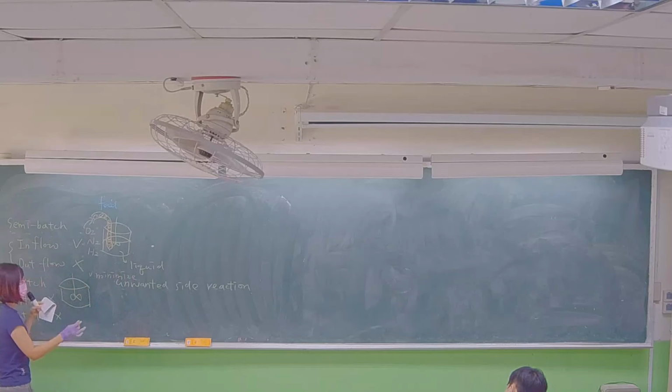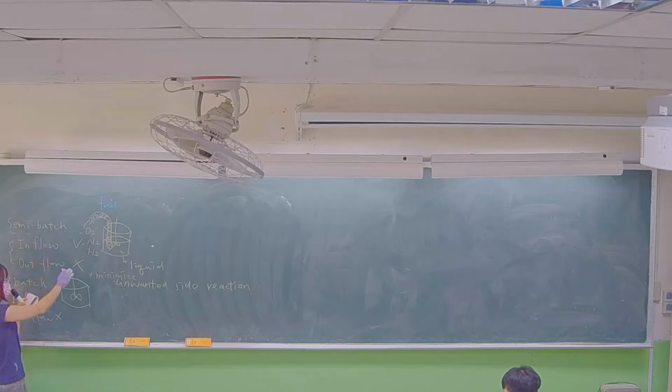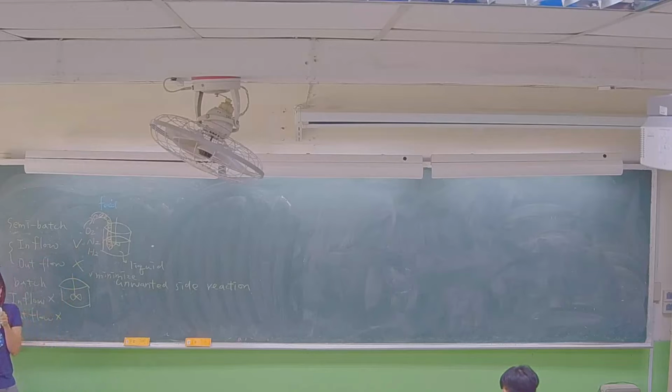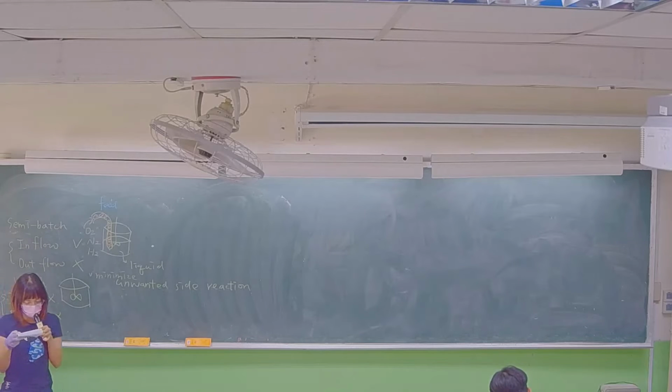So you can do more for the semi-batch reactor than batch reactor. Because for batch reactor, you can only put something in and do the reaction, right? For the semi-batch reactor, you have inflow. You can do something for the inflow and control the temperature, control the reaction in the tank. Okay, but what's the disadvantage? The disadvantage for semi-batch reactor is the same as batch reactor. So you can see at the bottom 3 points.